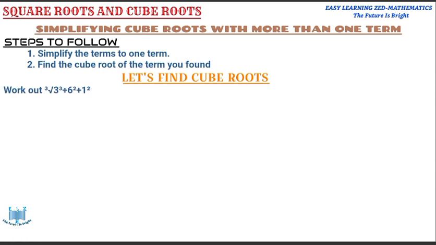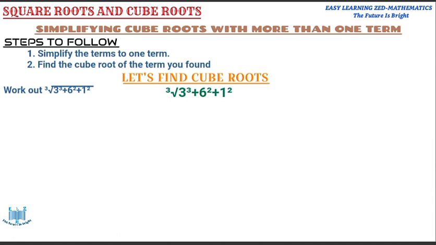Okay, question number one. The question is: work out the cube root of 3 cubed plus 6 squared plus 1 squared. Find the cube root of 3 cubed plus 6 squared plus 1 squared. So I'm going to rewrite this side.